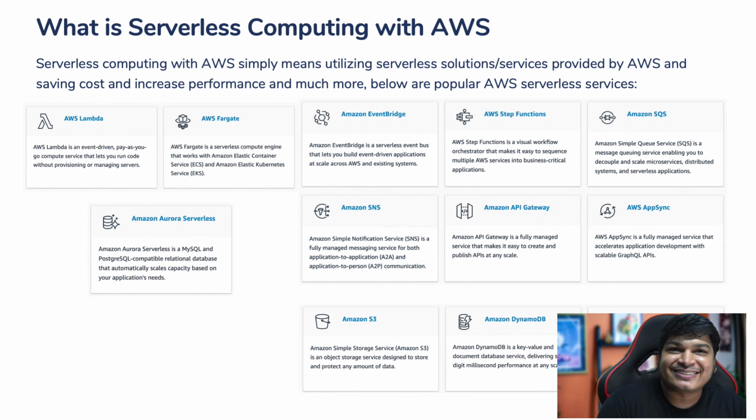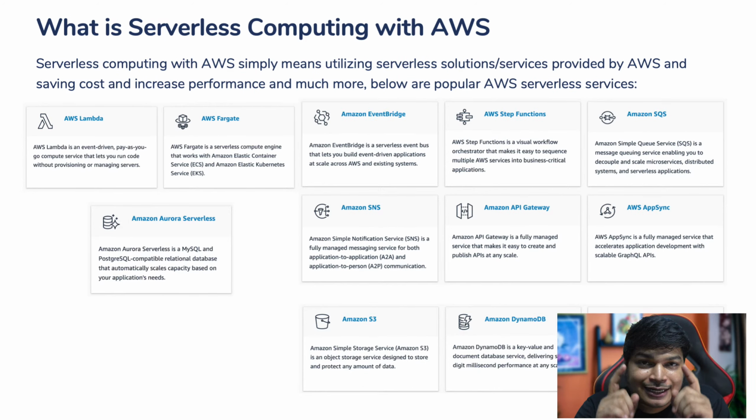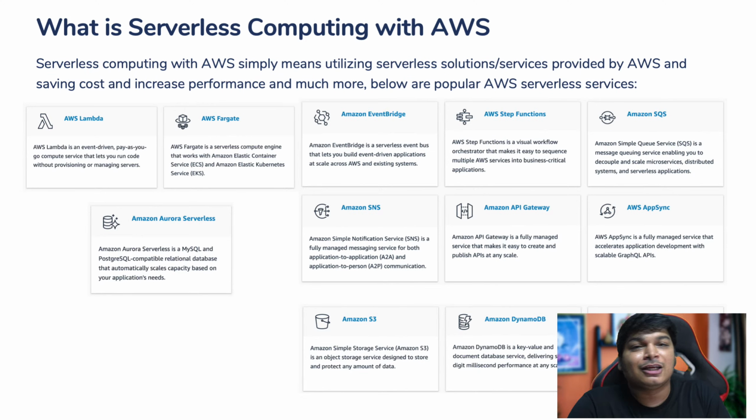Okay. Now the exciting part, and since this is a session on serverless computing with AWS, let's understand that scenario. Serverless with AWS simply means utilizing serverless solutions or services provided by Amazon Web Services, or AWS in short, saving cost and increasing performance, and of course there is much more functionality. We'll be coming to that as well. Below are the popular AWS services. The first one I think you guys might have already heard about. It's not something new that I'm telling you. It's AWS Lambda, and AWS Lambda is an event-driven, pay-as-you-go compute service that lets you run code without provisioning and managing servers.